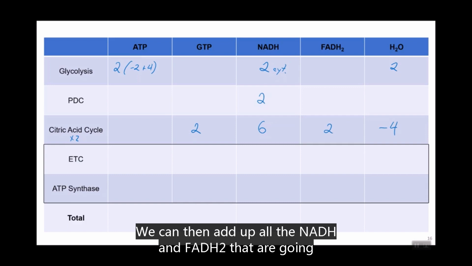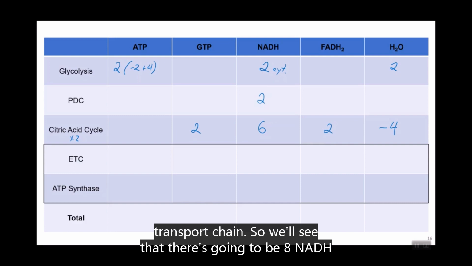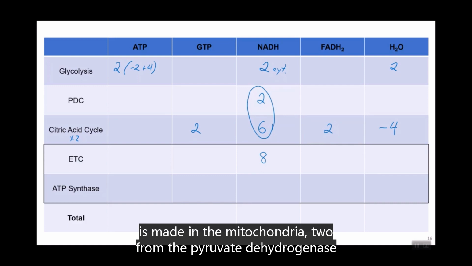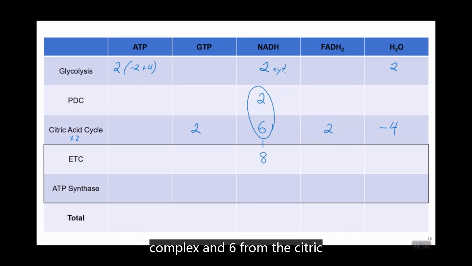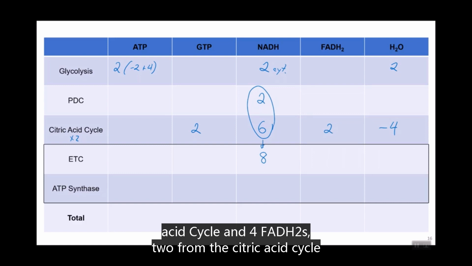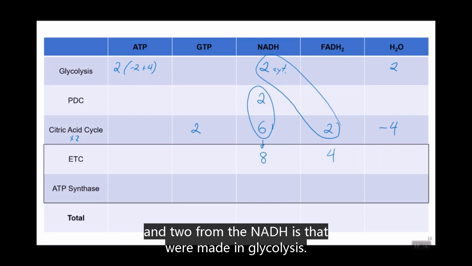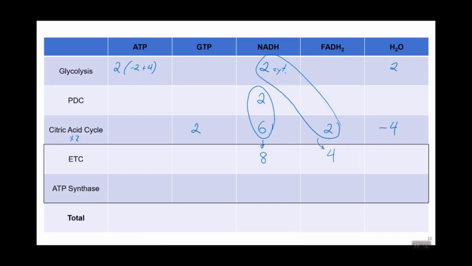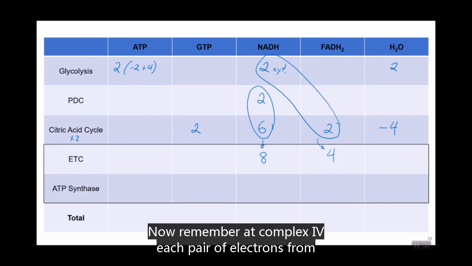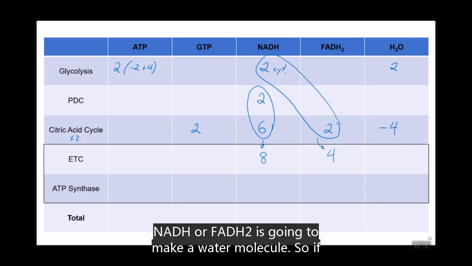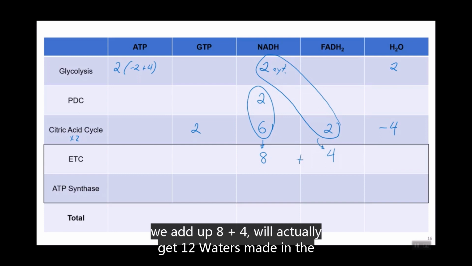We can then add up all the NADHs and FADH2s that are going to go into the electron transport chain. So we'll see that there's going to be 8 NADHs made in the mitochondria, 2 from the pyruvate dehydrogenase complex and 6 from the citric acid cycle, and 4 FADH2s, 2 from the citric acid cycle and 2 from the NADHs that were made in glycolysis. Now remember, at complex 4, each pair of electrons from NADH or FADH2 is going to make a water molecule. So if we add up 8 plus 4, we'll actually get 12 waters made in the electron transport chain.